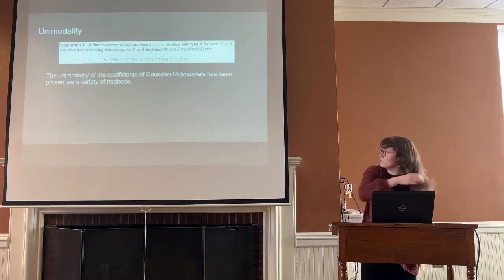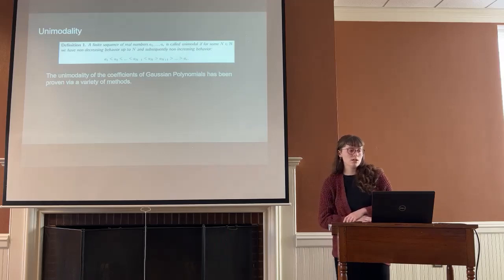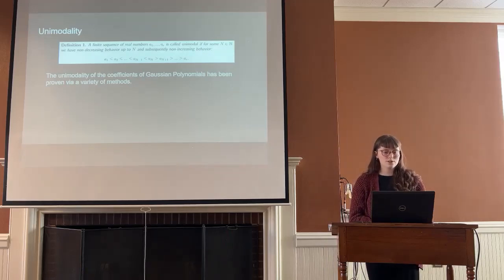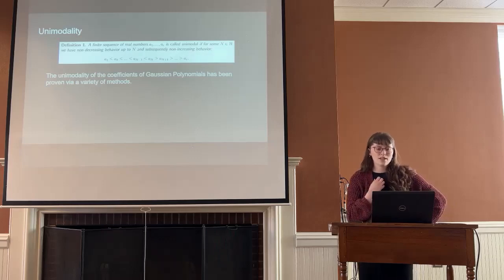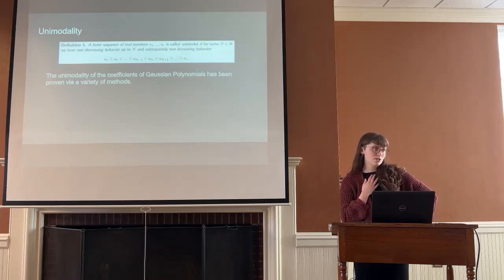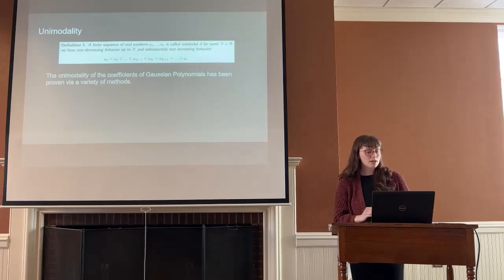And the unimodality of Gaussian polynomials has been proven by a variety of methods. I believe the most recent method to prove the unimodality of Gaussian polynomials was by my mentor and two of her colleagues. They used a computer algebra approach, but it's also been proven via Lie algebras and different abstract mathematics as well.